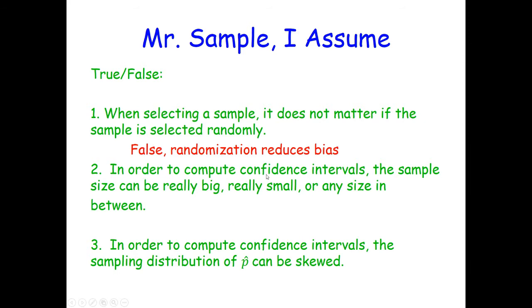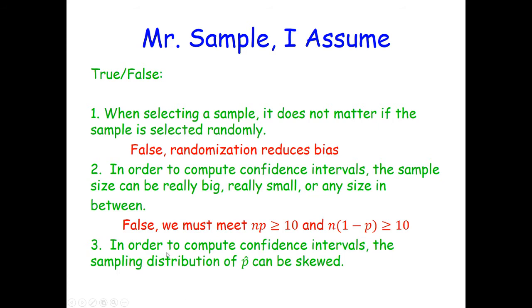In order to compute confidence intervals, the sample size can be really big, really small, or any size in between. That's not true. Remember yesterday we were talking about, or I guess 2 days ago for this cohort, how n times p and n times 1 minus p have to be greater than or equal to 10 in order to have normality. Those are things we have to check in order for normality.